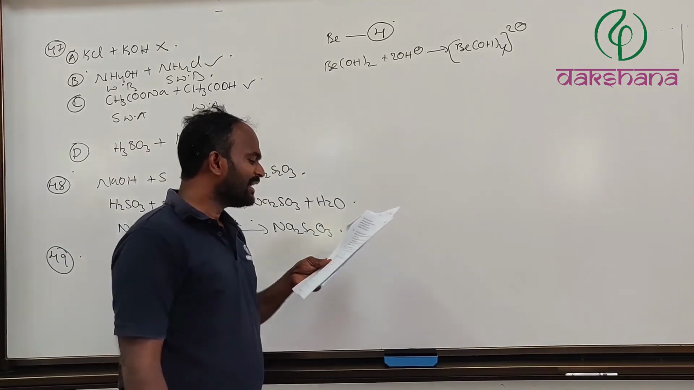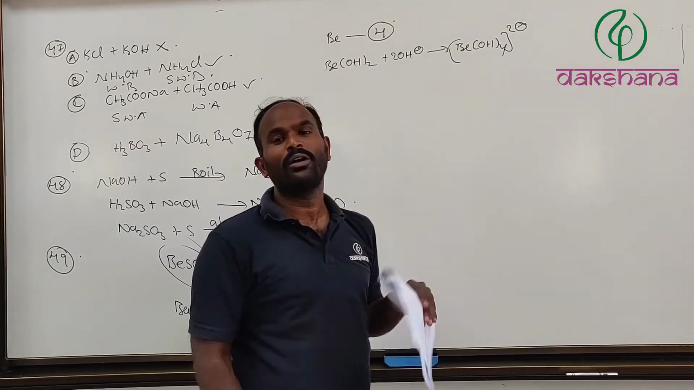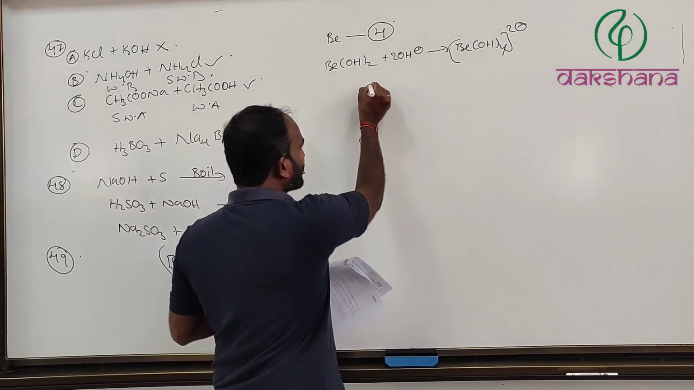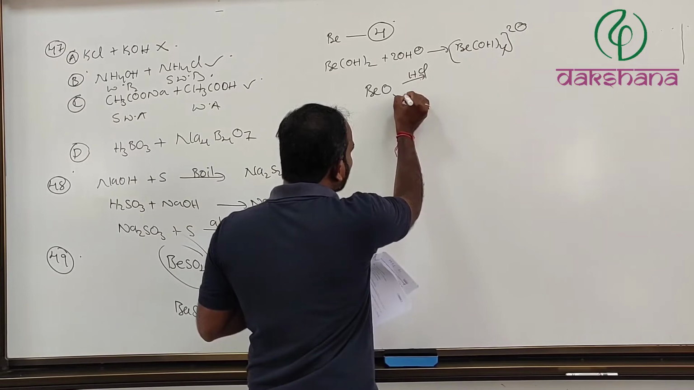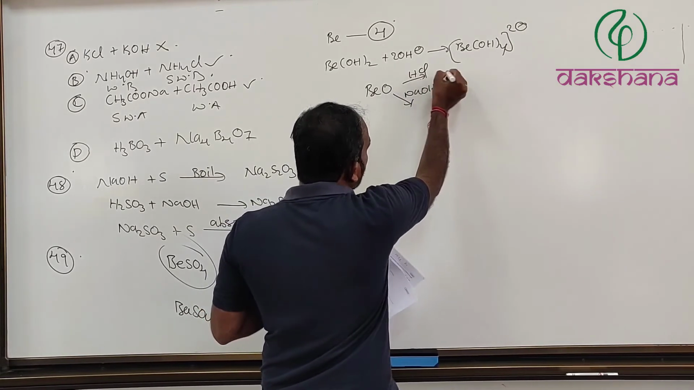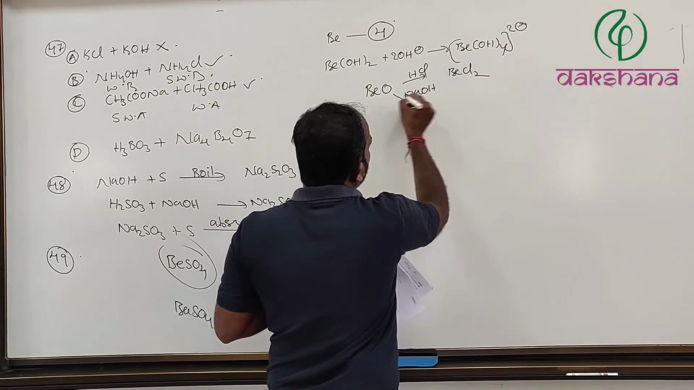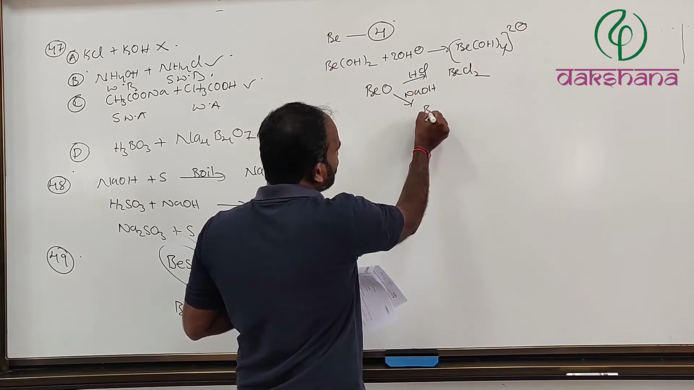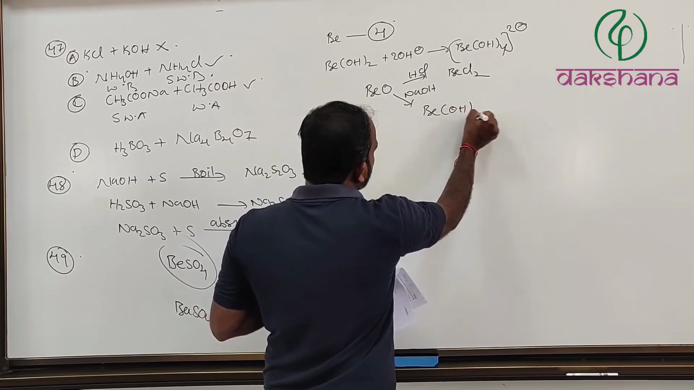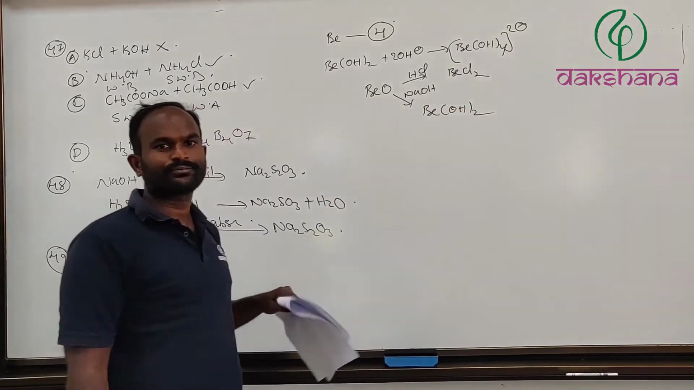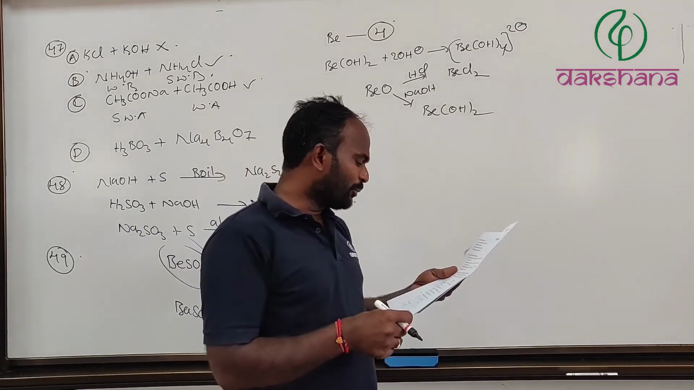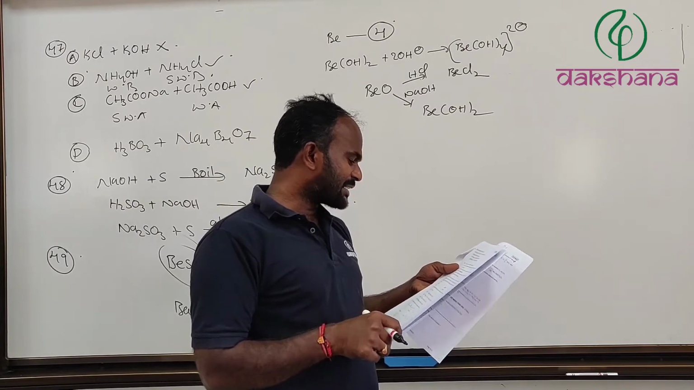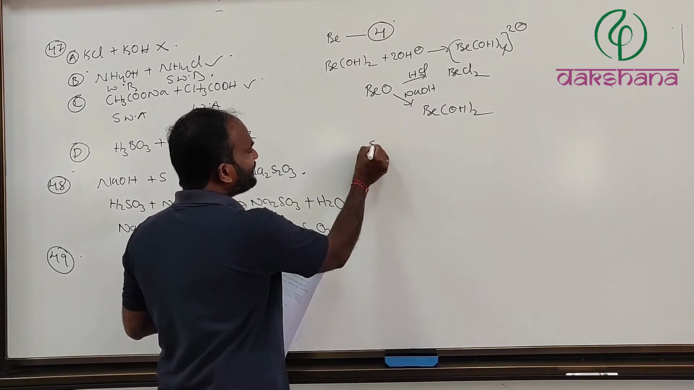Beryllium oxide is purely acidic in nature. No, beryllium oxide is amphoteric in nature. BeO can react with HCl as well as with sodium hydroxide. When BeO reacts with HCl, it forms BeCl2. When it reacts with sodium hydroxide, it forms Na2[Be(OH)4]. Definitely this is possible, it is on the cards. No doubt about it.